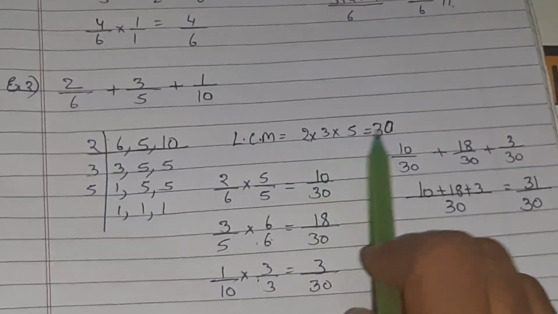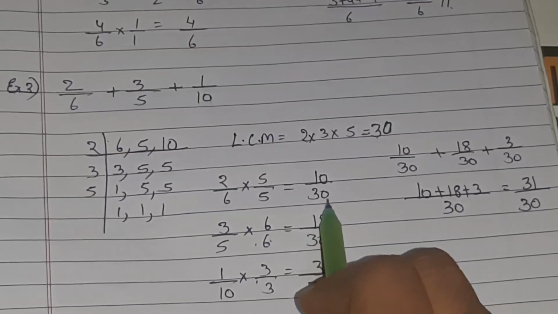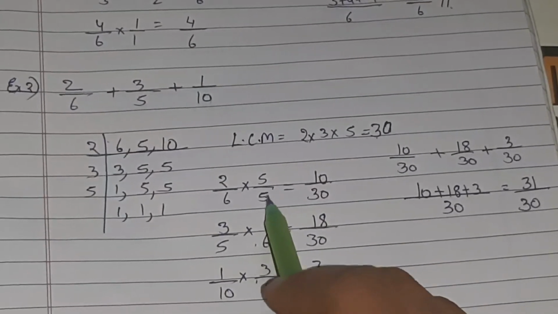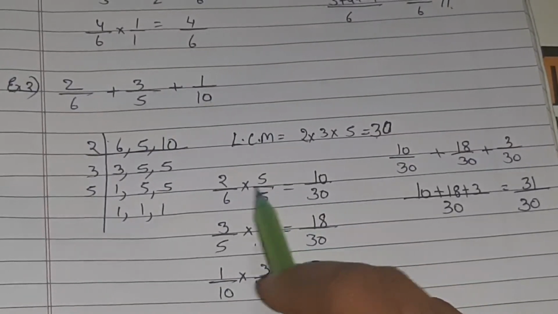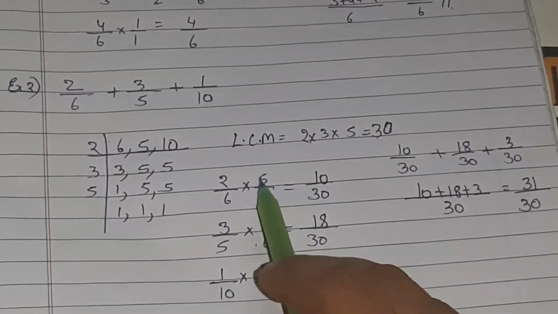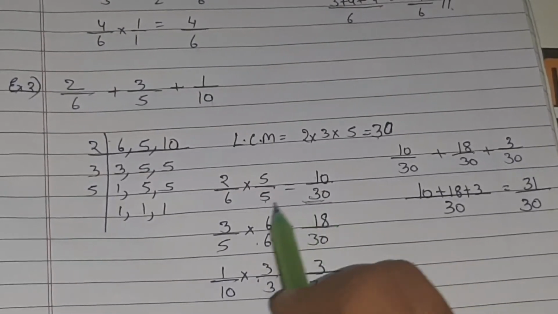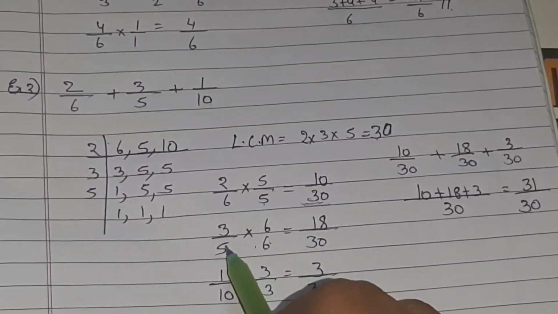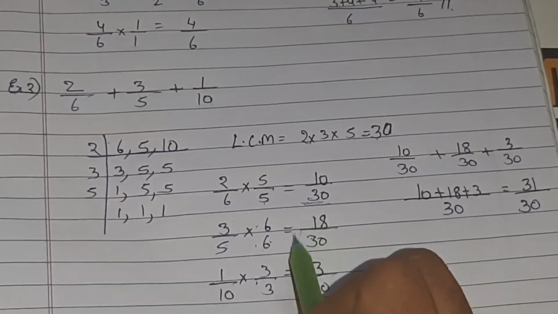So here 30 came. Now we have to see in the 6 table how many times 30 is coming. So 6 5s are 30. So the same number we have to multiply in the numerator also and the denominator also. 6 5s are 30 and 2 5s are 10. So what new number do we get? 10/30. In the 3/5, 5 6s are 30, and 3 6s are 18. So the next number we get is 18/30.